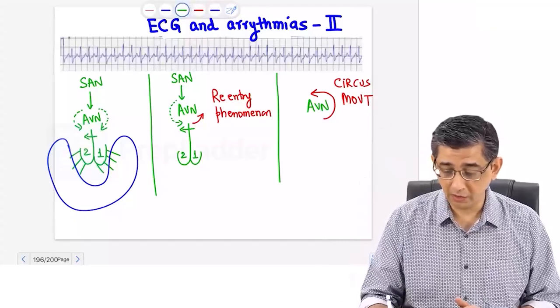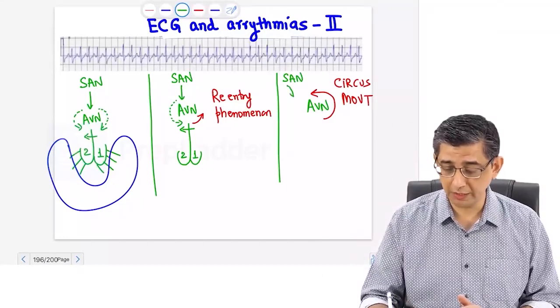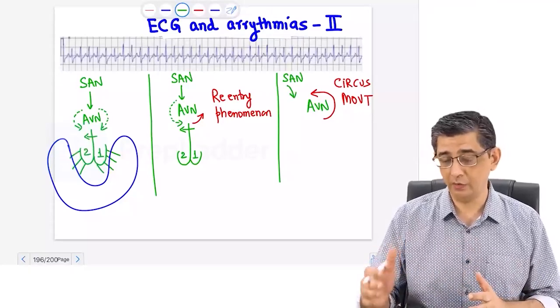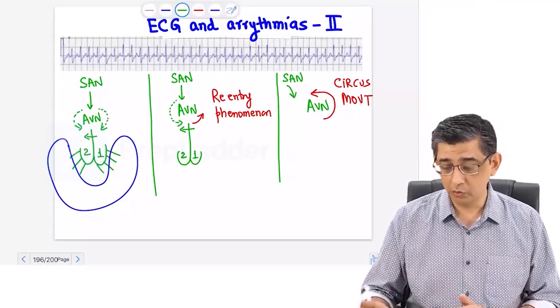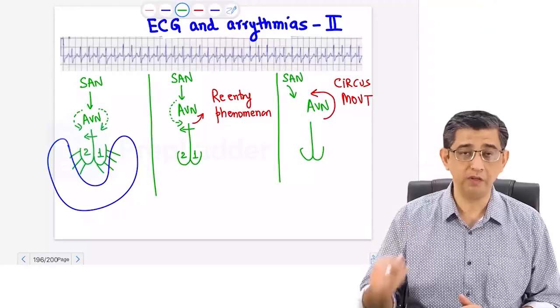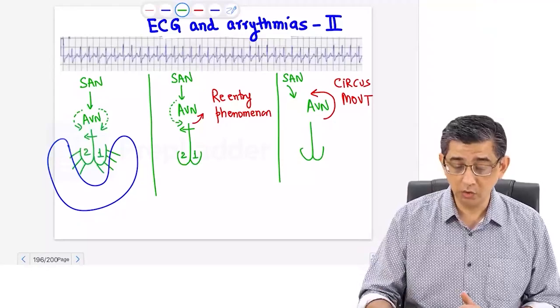And well, there are now two currents which are in competition with each other. One of the currents is shown in green, that is coming from the SA node, as it happens in you and me. The second is the current in red, the circus movement. And both of these are competing to first reach the bundle of His, because whosoever will win the race will be able to activate the bundle of His. Well, who's gonna win here?